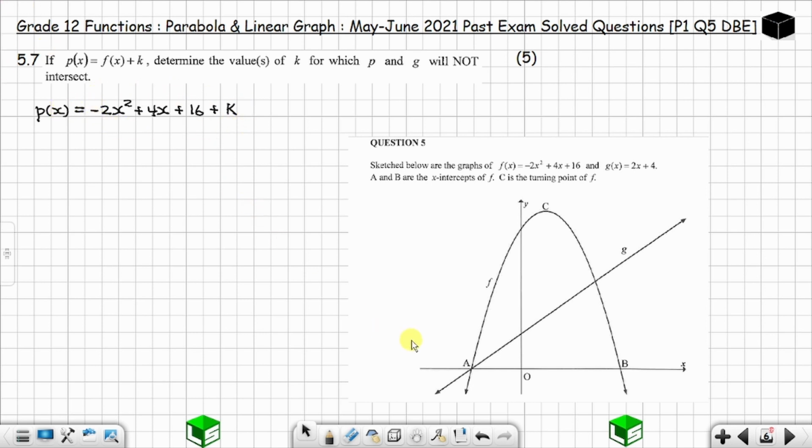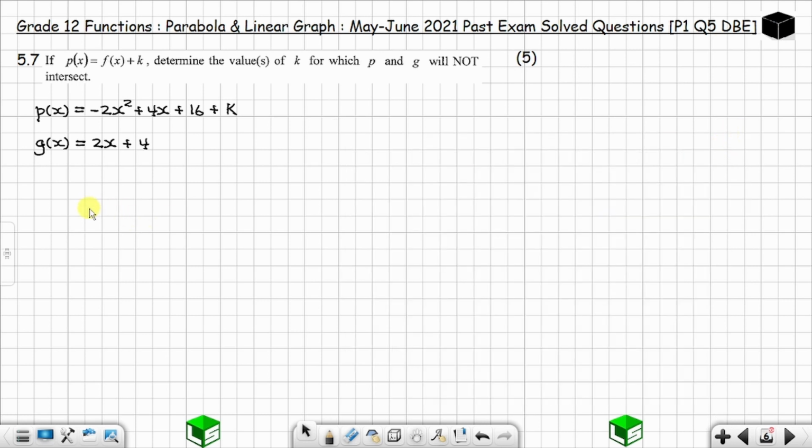Okay, let's get g of x. What is g of x? We also need g of x because we are trying to find for which values of k will p and g not intercept. Okay, so what is g of x? G of x is this one, 2x plus 4, right? It's given. So you need to find when p is not equal to g. That's when they are not going to intercept, right? We need to find when p is not equal to g.